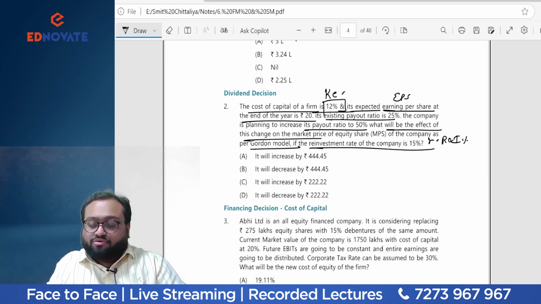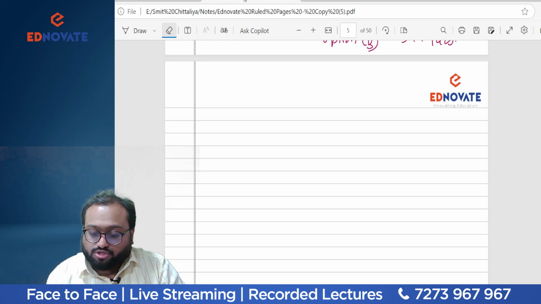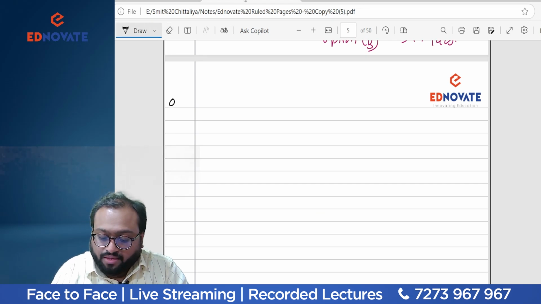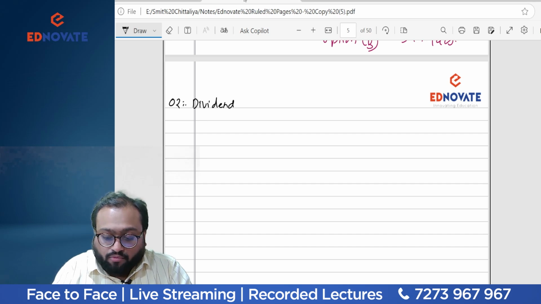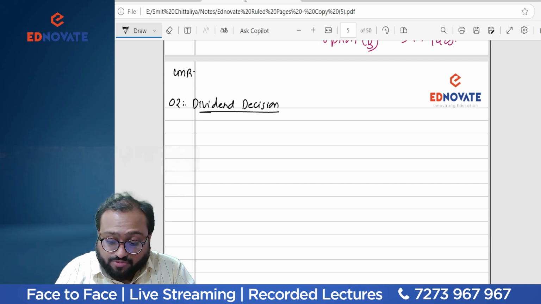Very simple, I need to find out the intrinsic value of the share. It will take 2 minutes for us to solve because we know this very nicely and properly. This is your question number 2 with respect to dividend decision. Now I want to give you 2 small LMRs over here, last minute revision. Don't forget this. Two small things with respect to dividend decision.